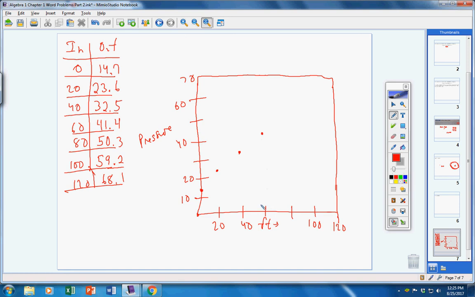80 feet, this would be 60, 80. At 80 feet, I'm at 50.3, so just about at 50. 100 is 59.2, so just about right there. And at 120, there's 70 right there, we're right about there. So it's pretty much a straight line as you connect these points. And there's your line graph.